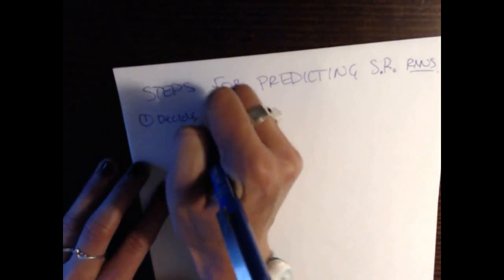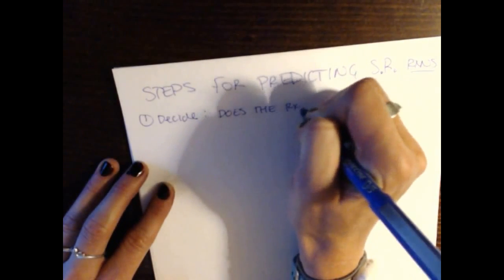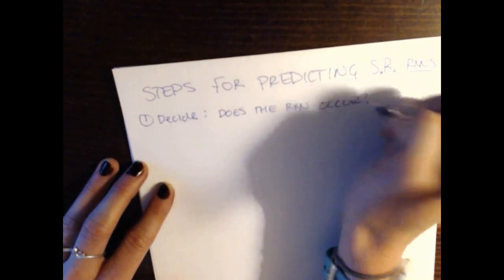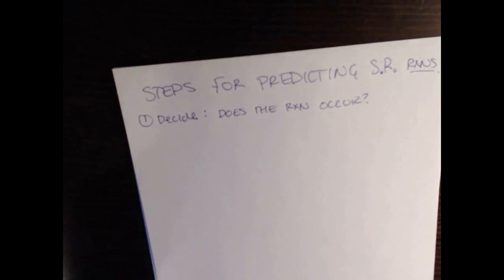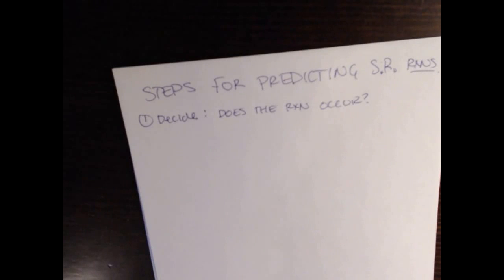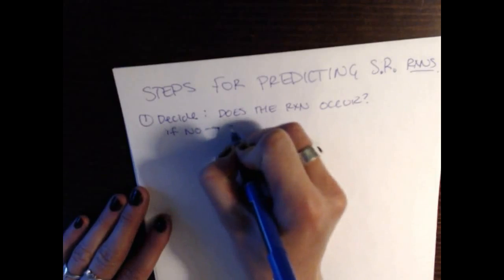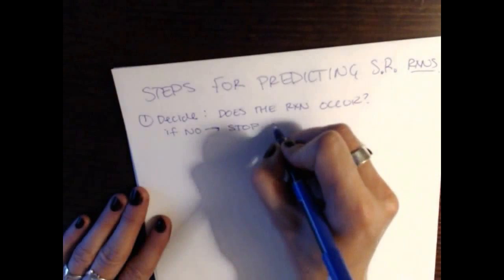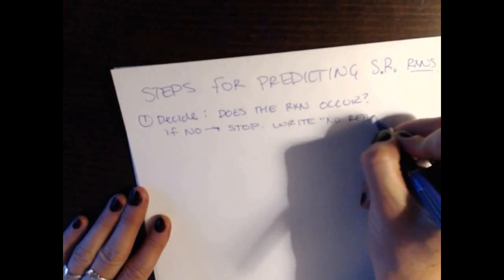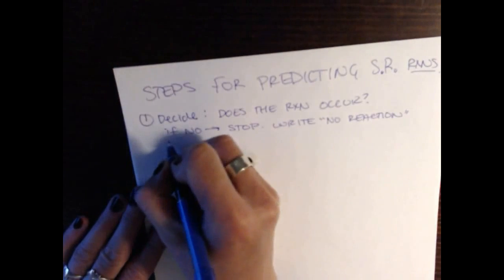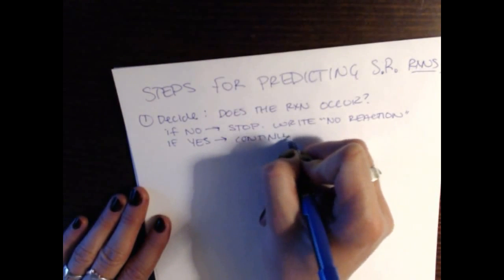Number 1, decide, does the reaction occur? If the reaction doesn't occur at all, which I'll explain to you in a moment, then you're going to stop there. So if no, stop. Write no reaction. If yes, continue with the following steps.